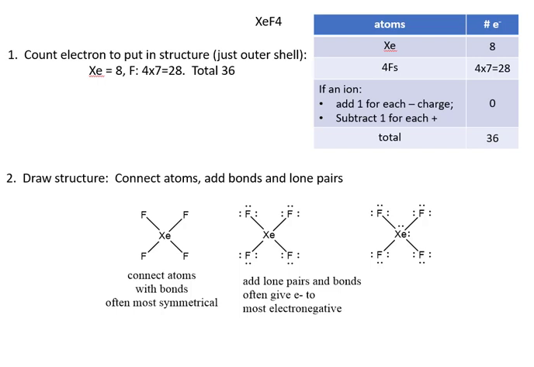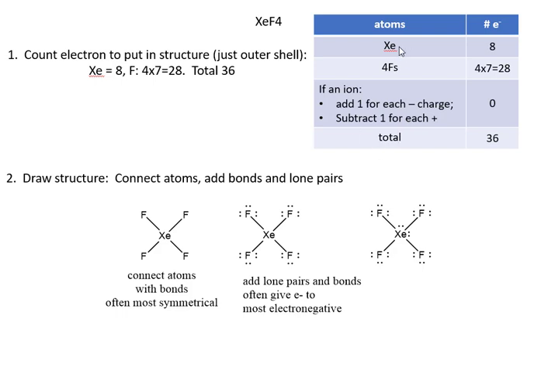This video is going to review how to draw Lewis structures and perspective diagrams for that Lewis structure. I'm going to use XeF4, xenon tetrafluoride, as an example. The very first thing you have to do is count the number of electrons in the structure. The atoms are connected by their outer shell electrons, so we only include outer shell electrons in a Lewis structure.